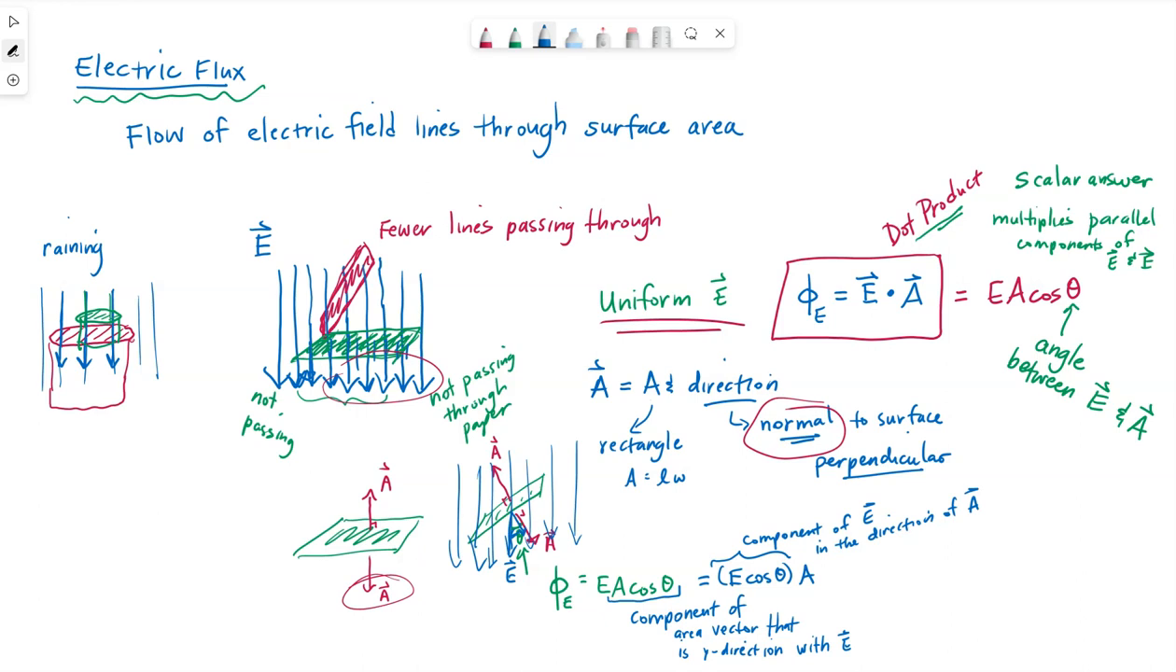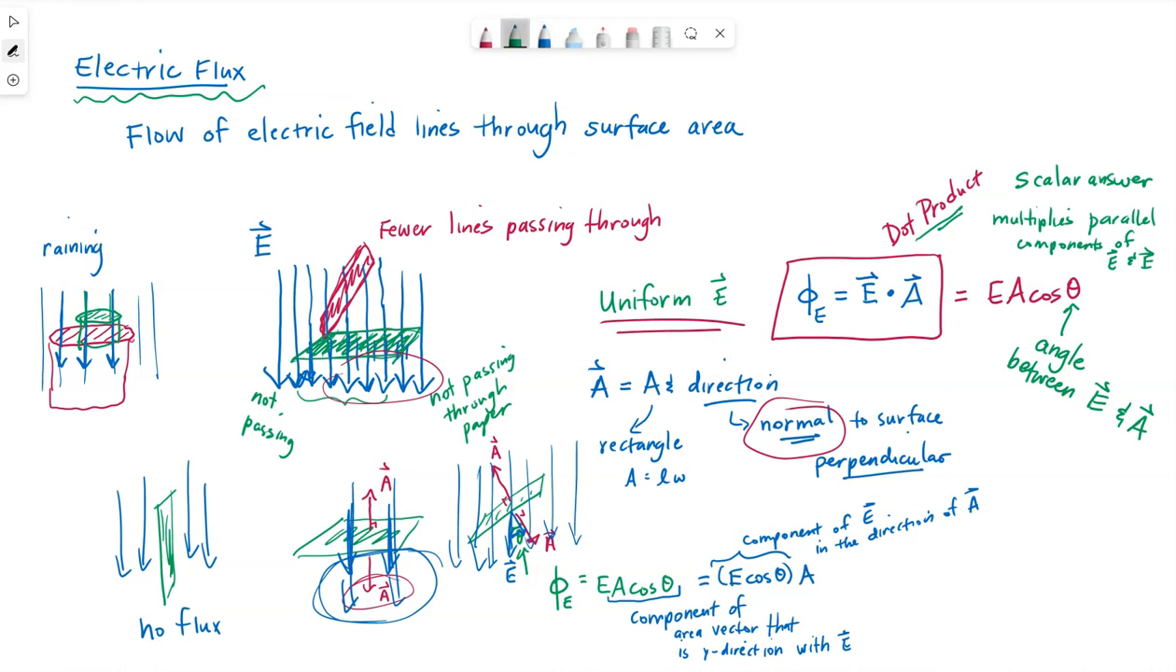We're just finding the components of the vectors that lie along the same line. And that's because it's only these components that are along the same line that would actually pass through the surface. If I took my piece of paper and ended up orienting it vertically, in the region we had this electric field, there would be no flux. No lines would be passing through that surface.